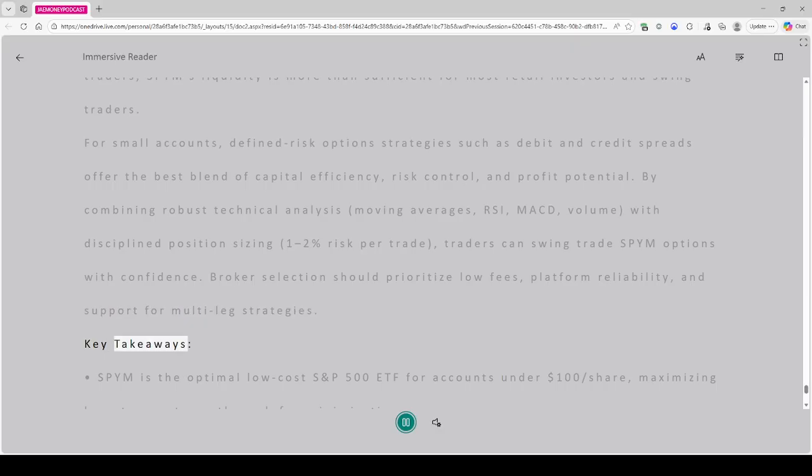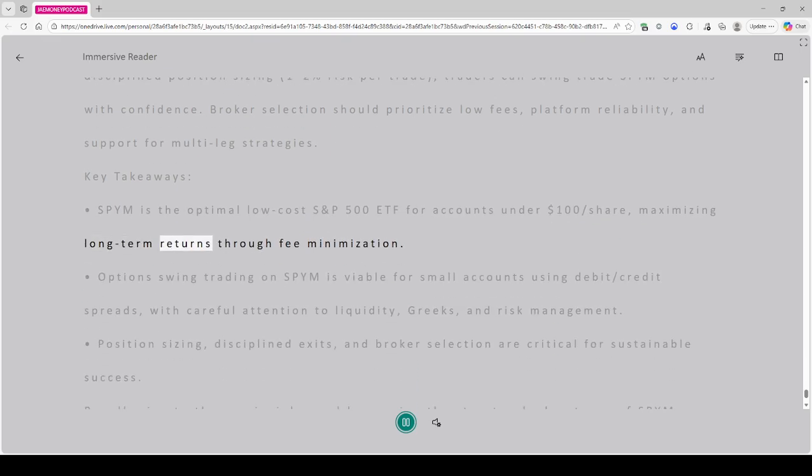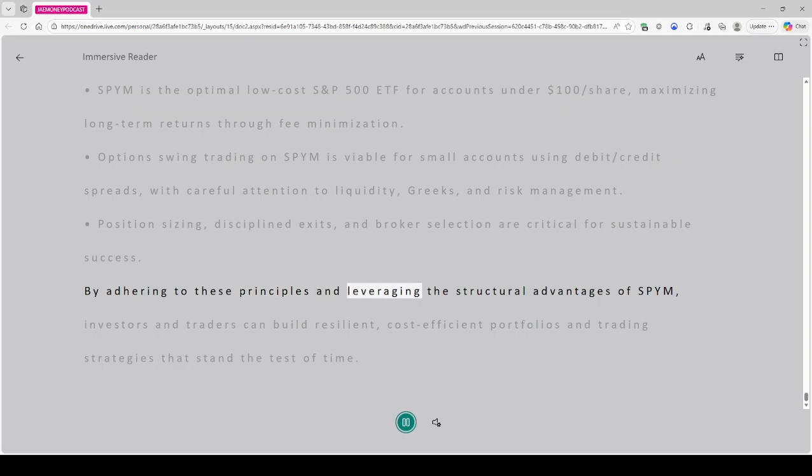Key takeaways. SPYM is the optimal low-cost S&P 500 ETF for accounts under $100 per share, maximizing long-term returns through fee minimization. Option swing trading on SPYM is viable for small accounts using debit/credit spreads, with careful attention to liquidity, Greeks, and risk management. Position sizing, disciplined exits, and broker selection are critical for sustainable success. By adhering to these principles and leveraging the structural advantages of SPYM, investors and traders can build resilient, cost-efficient portfolios and trading strategies that stand the test of time.